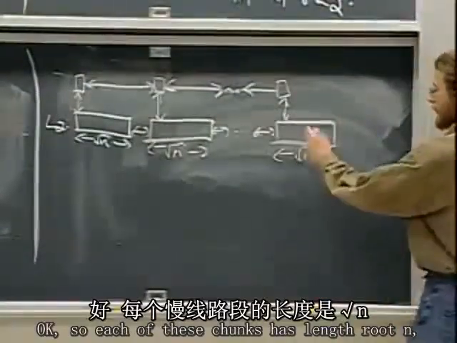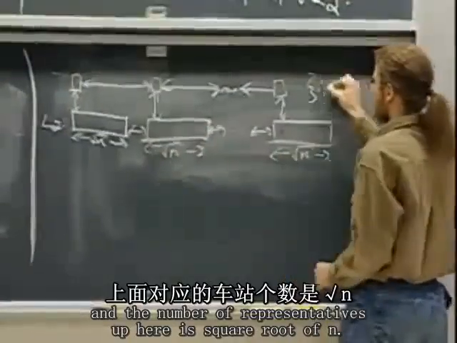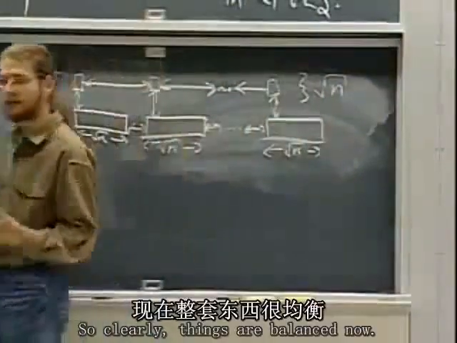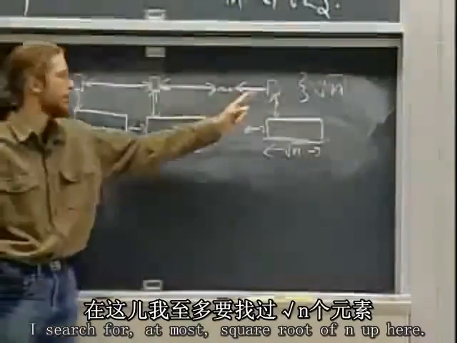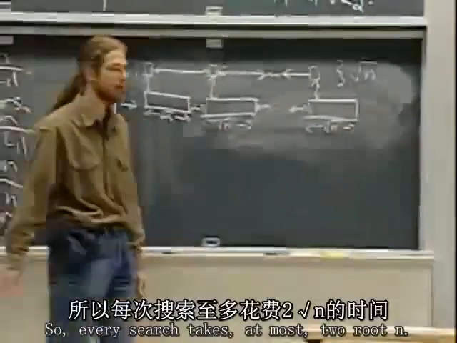So each of these chunks has length root n, and the number of representatives up here is square root of n. The number of express stops is square root of n. So clearly things are balanced now. I search for at most square root of n up here, then I search in one of these lists for at most square root of n. So every search takes at most 2 root n.